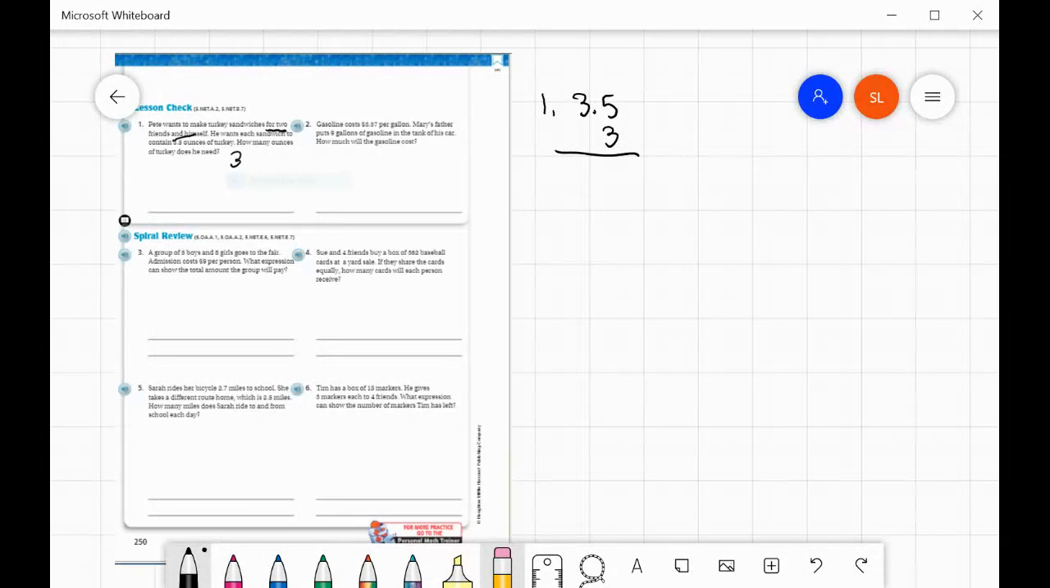All right, so we're going to go over this problem. 3 times 5 is 15. Carry the 1. 3 times 3 is 9, plus 1 is 10. There's 1 place past the decimal, so we make sure there's 1 place past the decimal here. So our answer is 10.5.